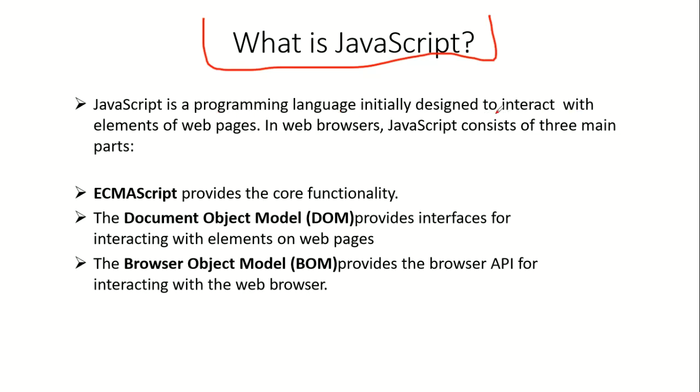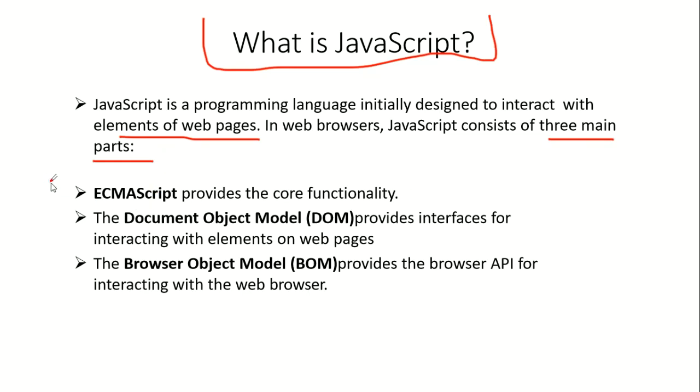Initially, it is designed to interact with the elements of a web page. In web browsers, JavaScript consists of three main parts. What are the three main parts? Whenever we are using JavaScript, it is designed to interact with the pages, either for dynamic behavior or interaction with the pages. JavaScript has three main parts here.